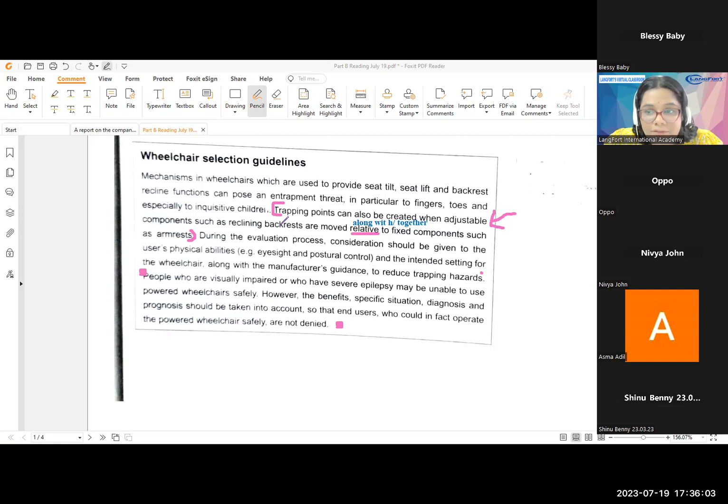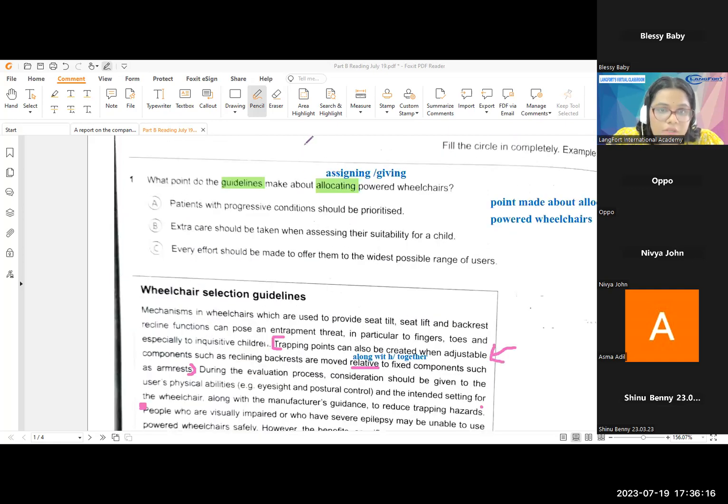Okay, so Blessing, Nivya, Asma, Jose, Jyoti, Saubhagya, Shinu, Smita, and others, are you clear? Go through this. Okay, now let's have a look at our options. Smita, can you read the options one by one for me, please?